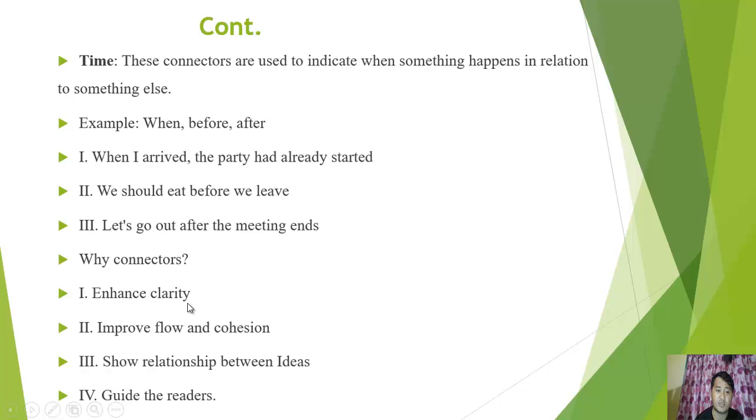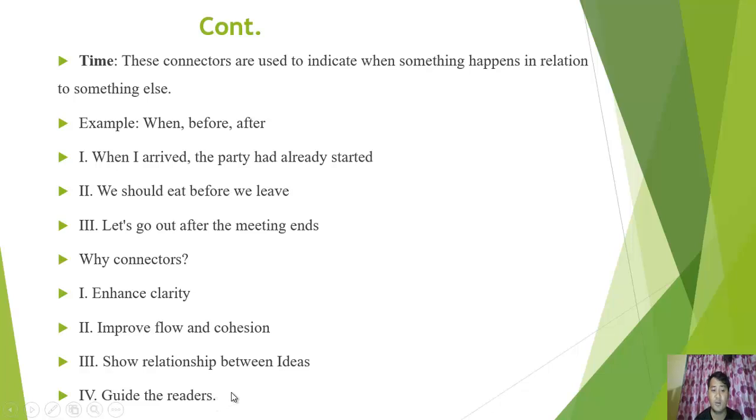Number two, improve flow and cohesion. Obviously, there is improvement in the flow of the sentence, and there is connection between sentences. This is how connectors help to improve flow and cohesion. And number three, show relationship between ideas. So two ideas are connected. Let's say with an addition connector, when two ideas are given, it helps to connect them and make a full, complete sentence. And number four is guide the readers.